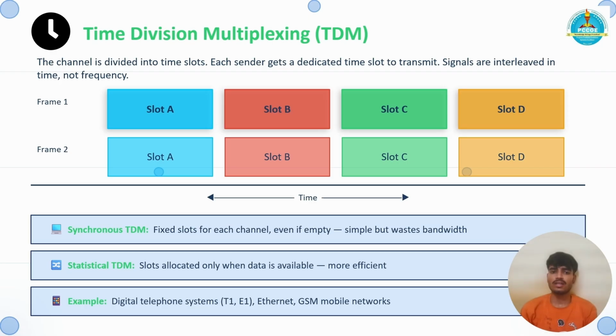Now, TDM is of two types. First type is synchronous TDM. In this method, every device gets a fixed time slot even if there is no data to send. This makes the system simple, but some bandwidth gets wasted. The second type is statistical TDM. Here, time slots are given only when data is available. This method improves efficiency and reduces wastage. TDM is commonly used in digital television systems, GSM, mobile communication, and internet networks.